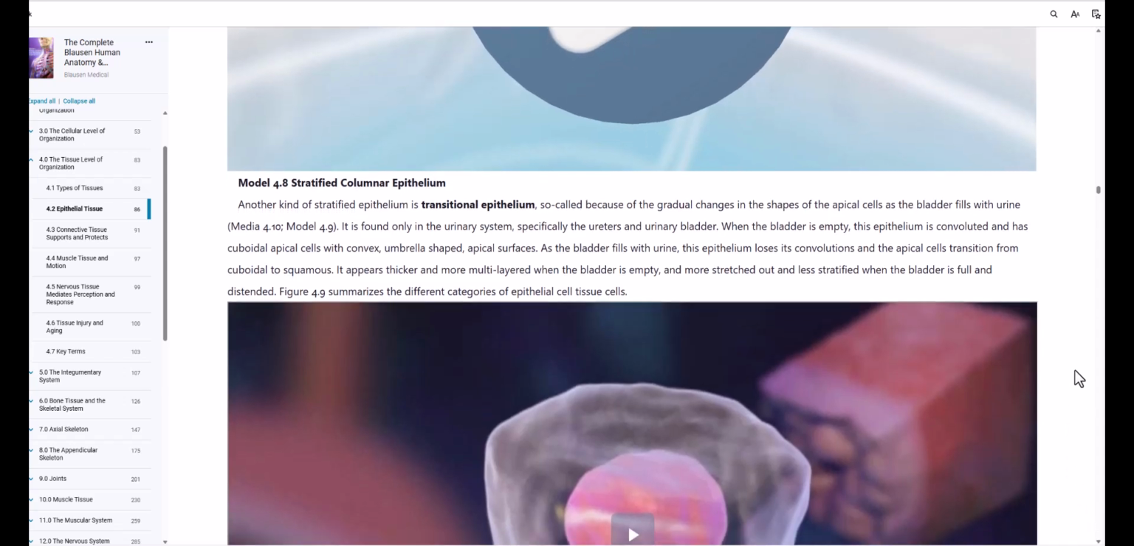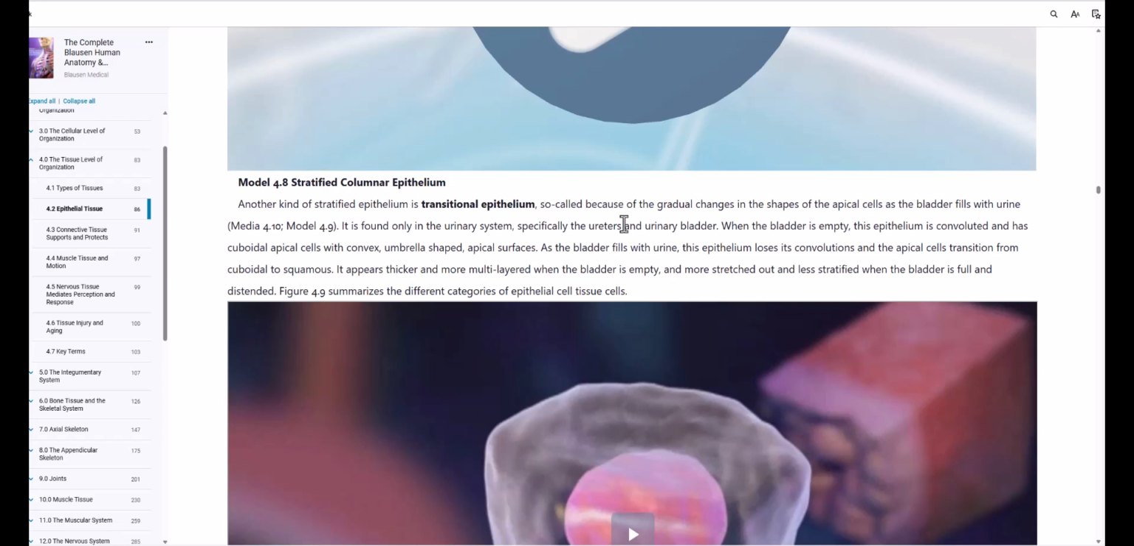The last of the stratified epithelia is transitional epithelium. Transitional epithelium, as the name suggests, transitions, it changes its shape. And this tissue is found in the urinary system, specifically in the bladder, lining the inside of the bladder, as well as the ureters. The ureters are the tubes that carry urine from your kidneys down to your bladder.